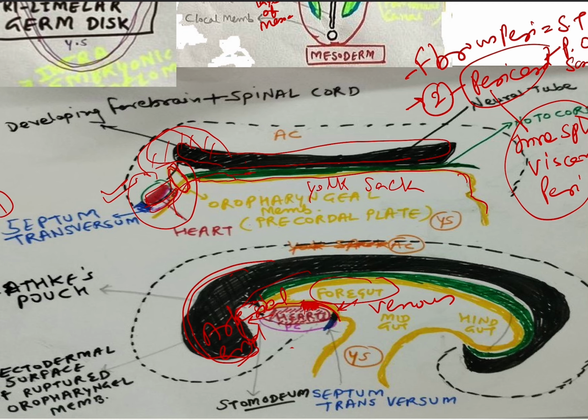But after degeneration of this dorsal mesocardium, this will form transverse pericardial sinus, which will separate the upper arterial end to the lower venous end posteriorly.